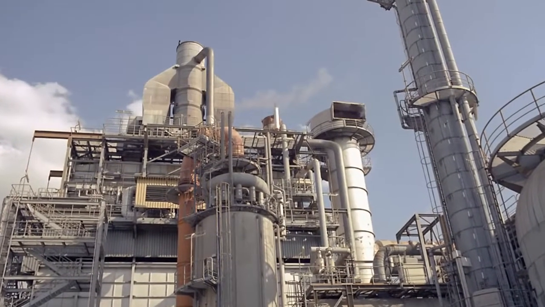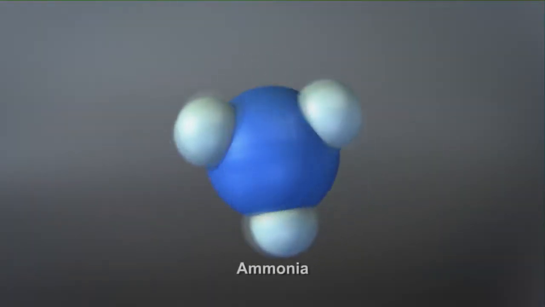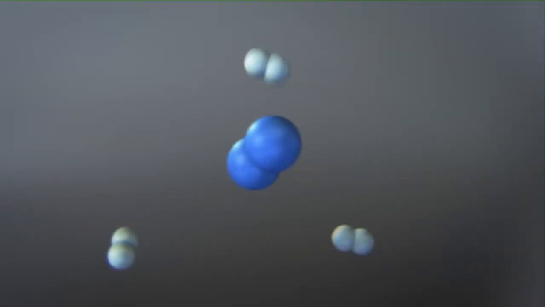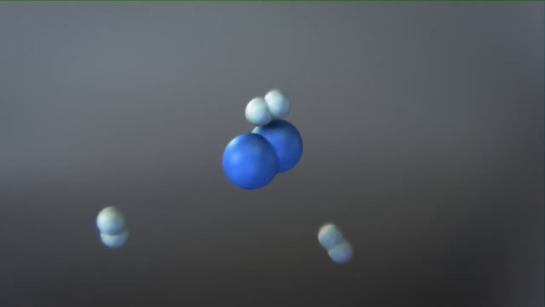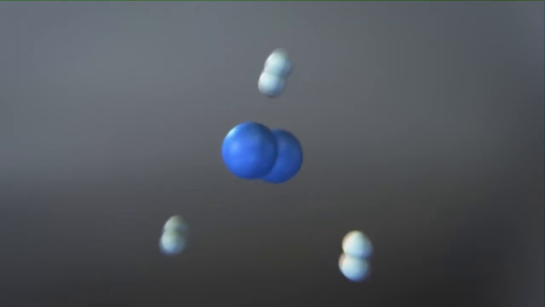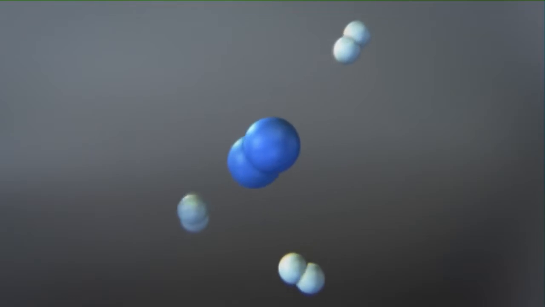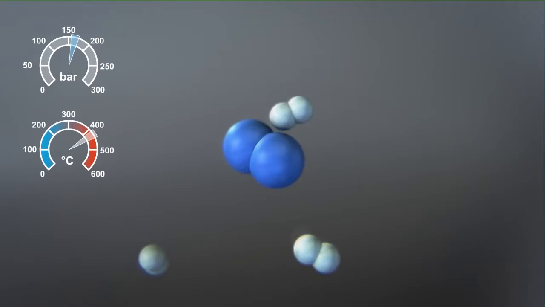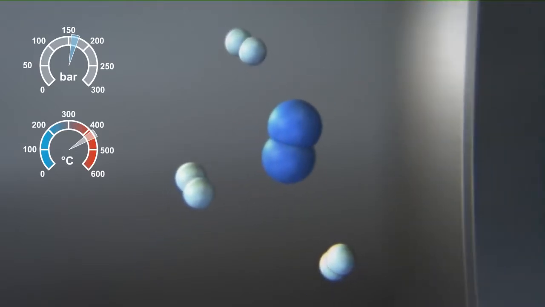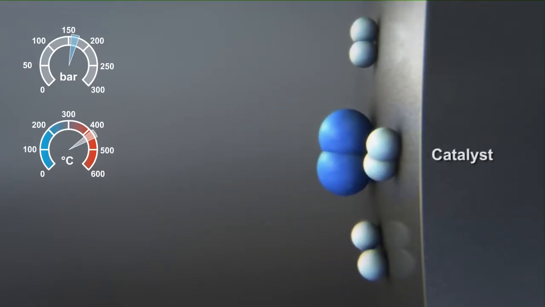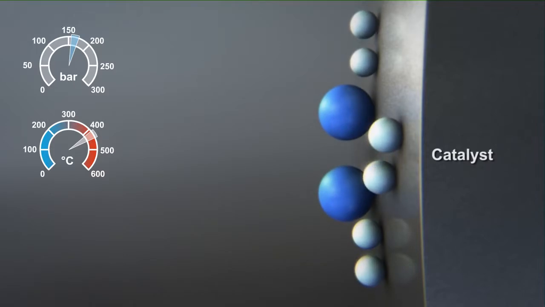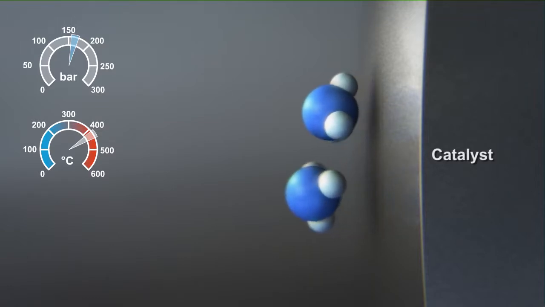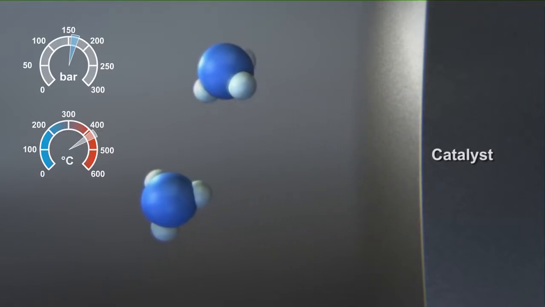The production of this important basic chemical still has its firm place within BASF's chemistry Verbund. To combine the two starting materials, nitrogen and hydrogen, to produce ammonia, the bonds in the diatomic nitrogen molecule have to be broken. Under high pressures of more than 150 bar and temperatures above 400 degrees centigrade, nitrogen adsorbs onto an iron-based catalyst and is split up into atoms. Hydrogen can now be adsorbed and ammonia is produced. The catalyst itself remains unchanged.